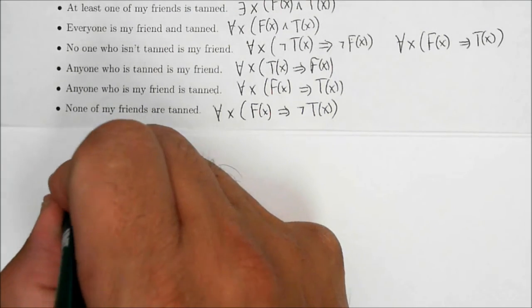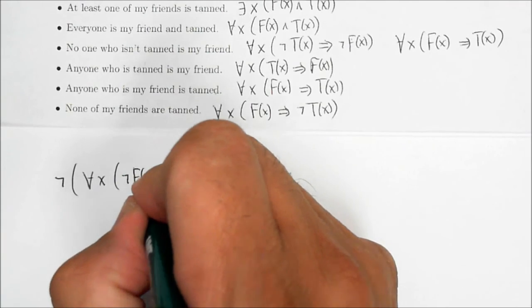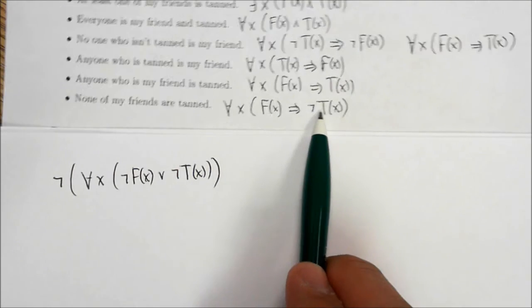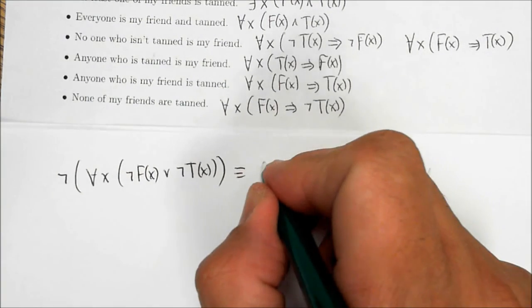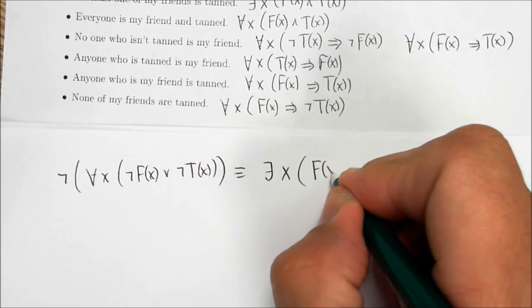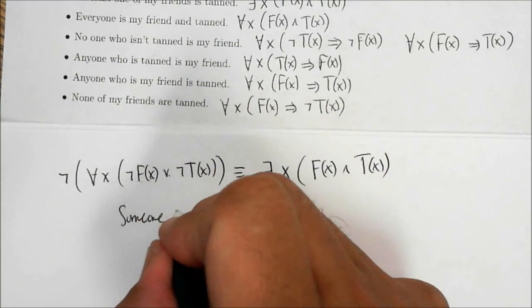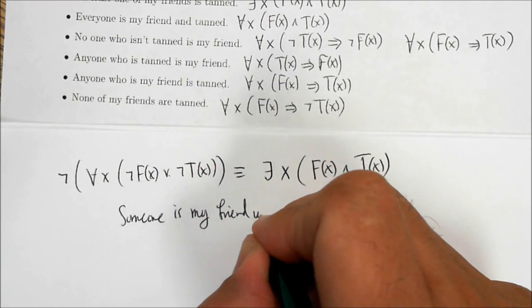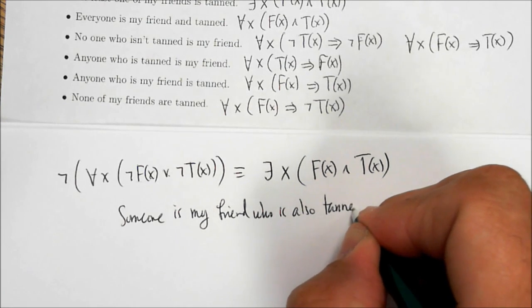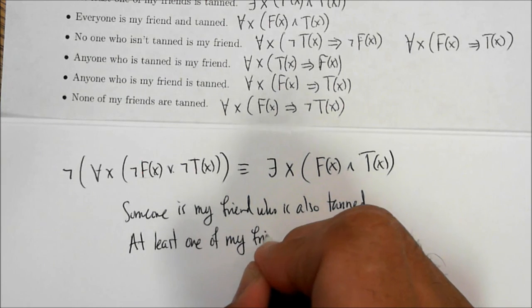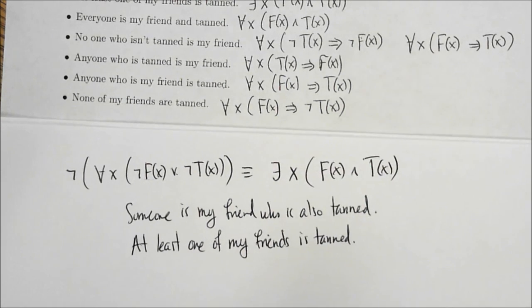To take the negation, I would have the negation of for all x, not the first or the second. So there's my p, so not p or q is this whole thing. So there's my q. And so this becomes there exists an x such that the negation of the first, the or becomes an and, then negation of the second. And so someone is my friend who is also tanned. Another way of saying this is that at least one of my friends is tanned. And so this was an exercise in basically changing the English into logic and then taking practice in doing negations and then also turning the negation back into ordinary English.